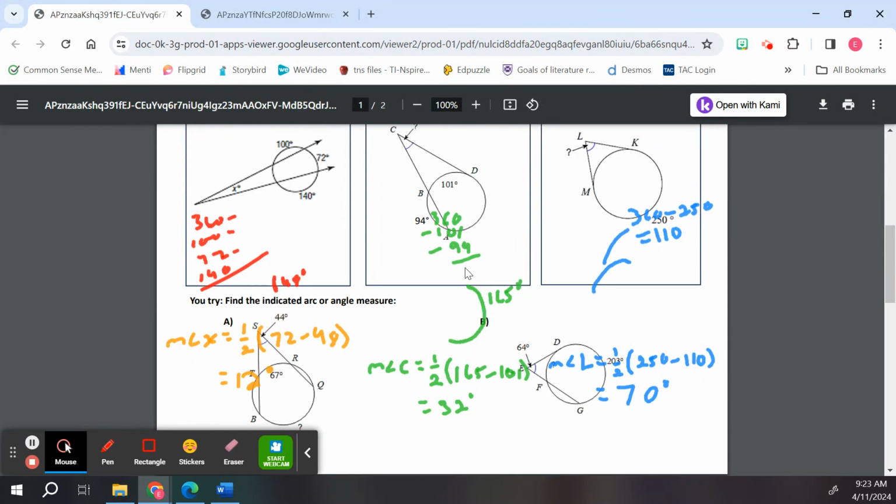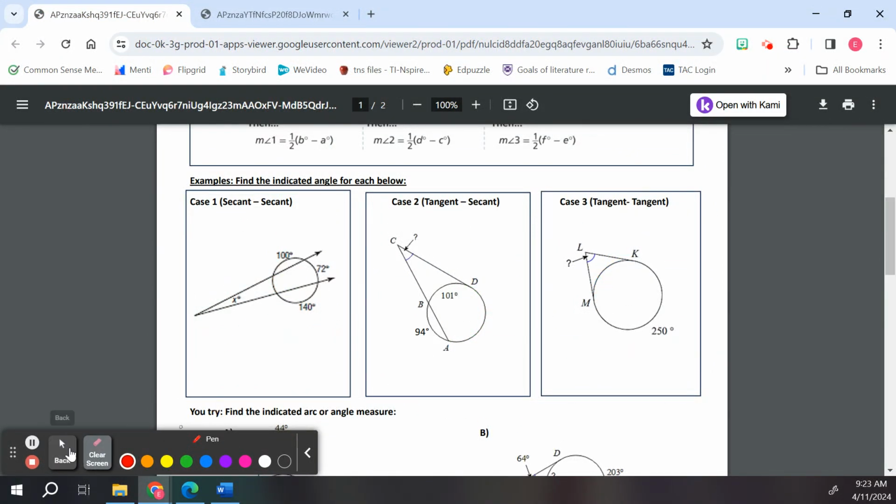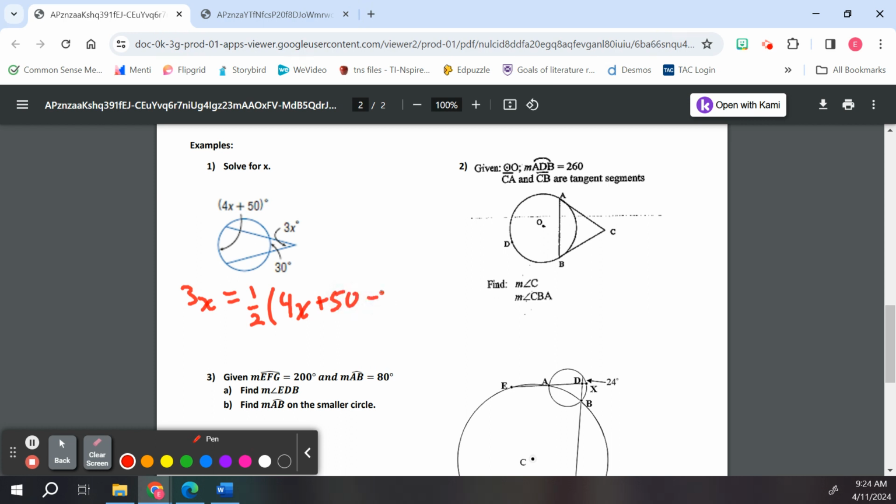Let's take a look at the back side of the sheet. If we take a look at this next one, now they're giving you everything you need except you need to solve for x. So when I'm finding the angle, I'm going to set this up as 3x equals 1/2 times the quantity 4x plus 50 minus 30. Why don't you guys take a minute and solve for that?